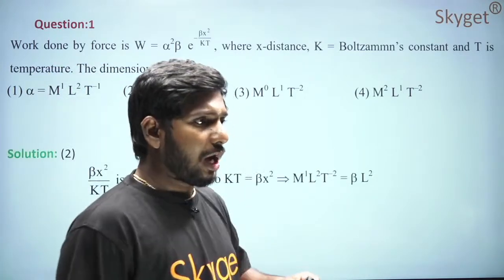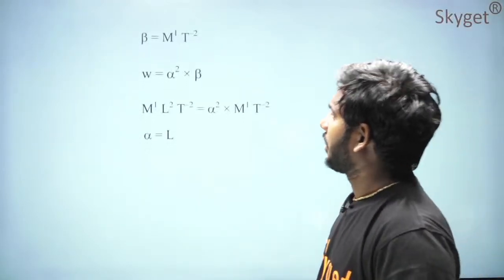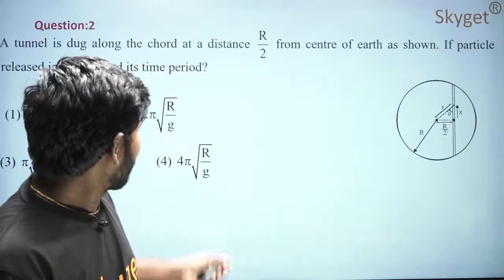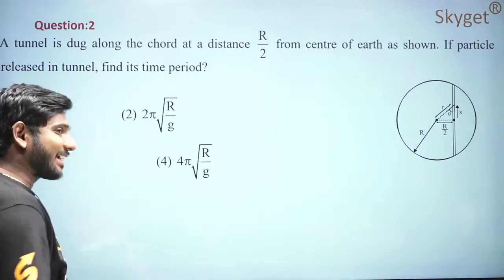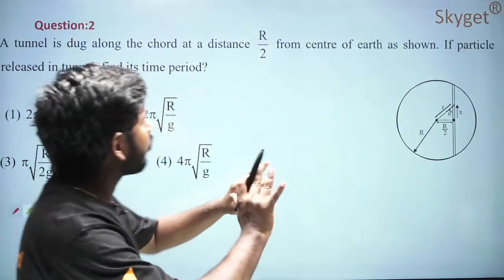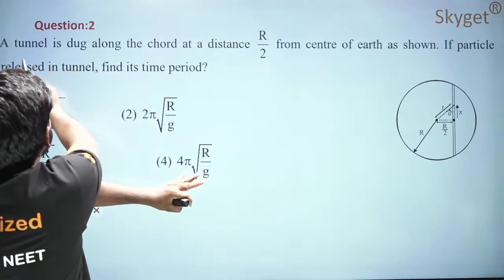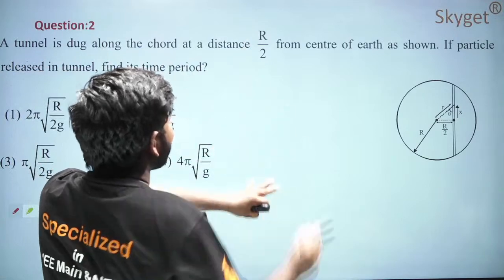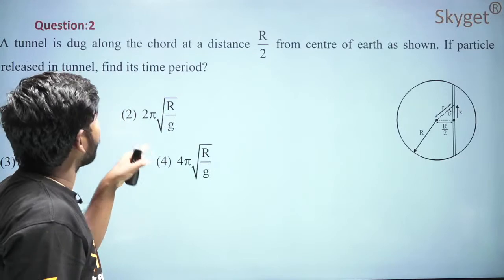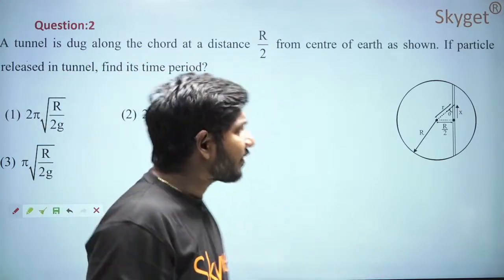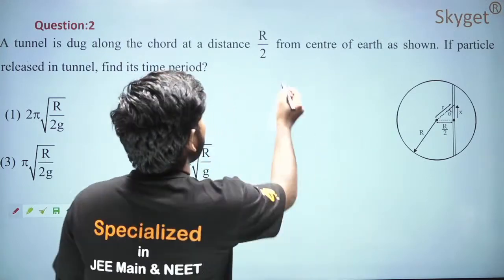So let us go ahead, students. Now the next question. This is another quality question, students. Similar questions have been asked in gravitation. First let us read this question. A tunnel is dug along a chord at a distance r by 2 from the center of the earth, as shown. A particle is released in the tunnel, find its time period. Students, this is another quality question which has come in previous year Advanced and Mains examinations as well.